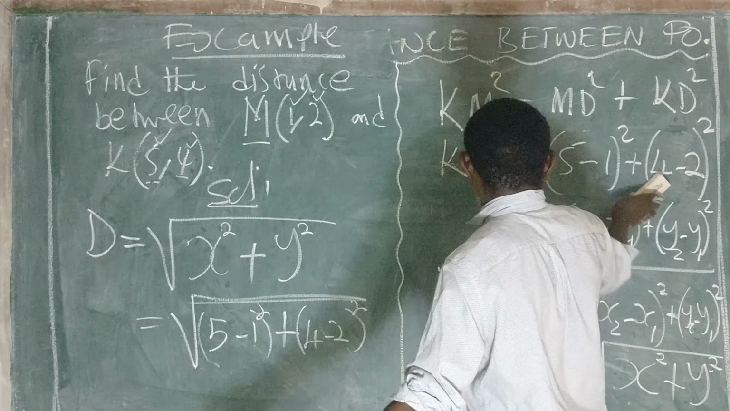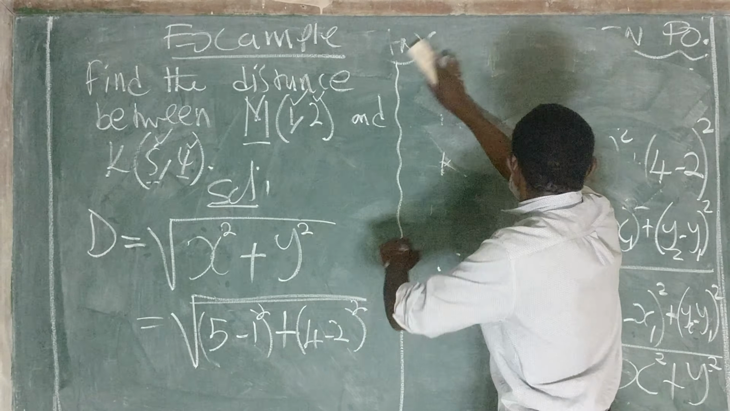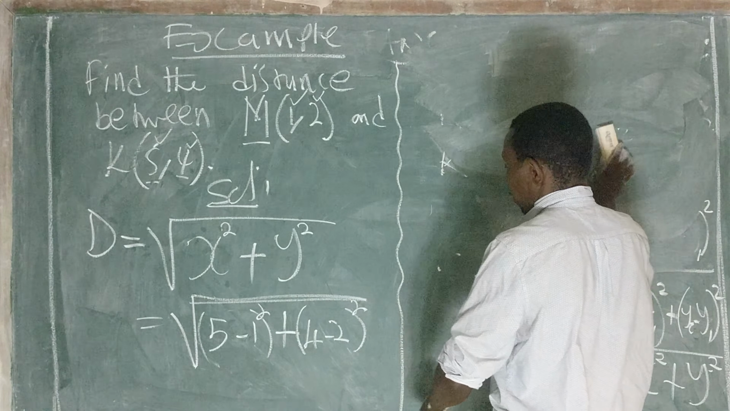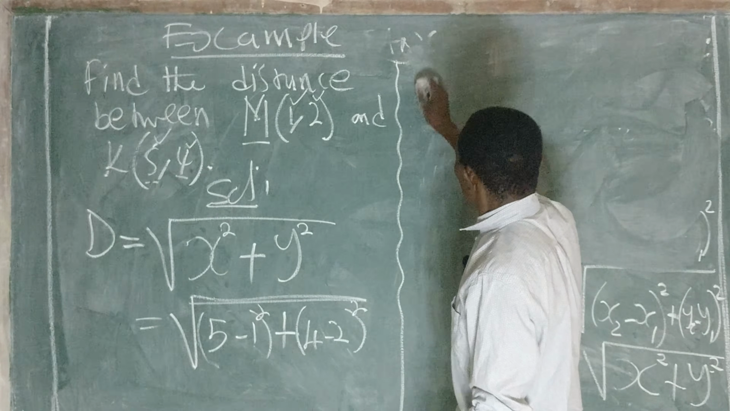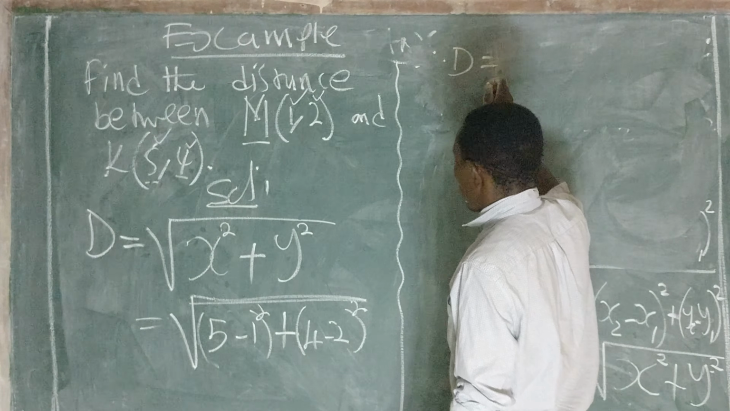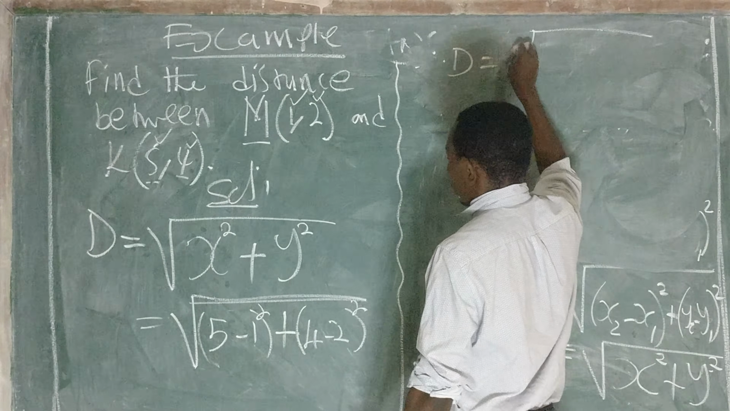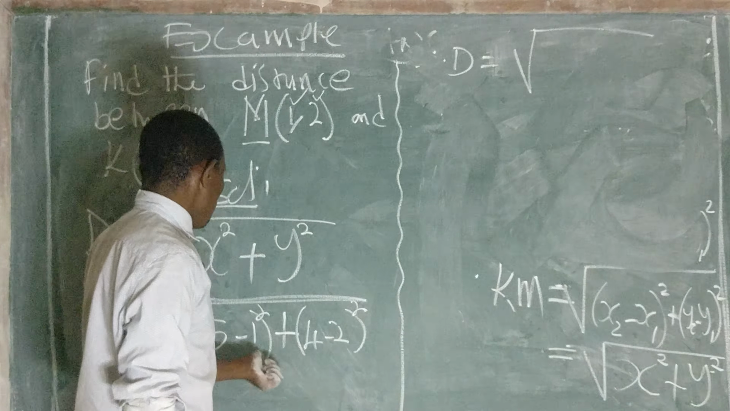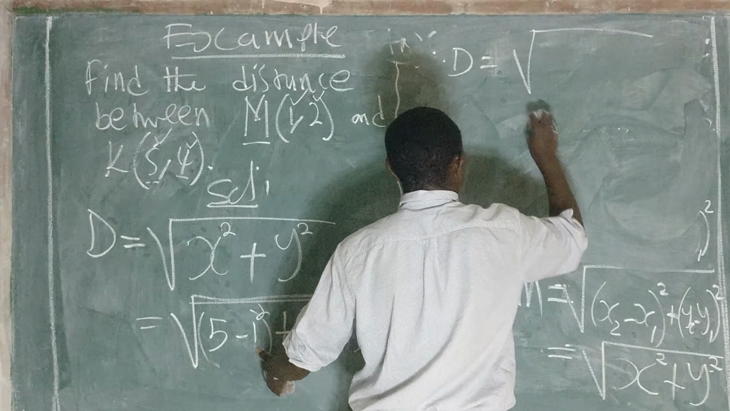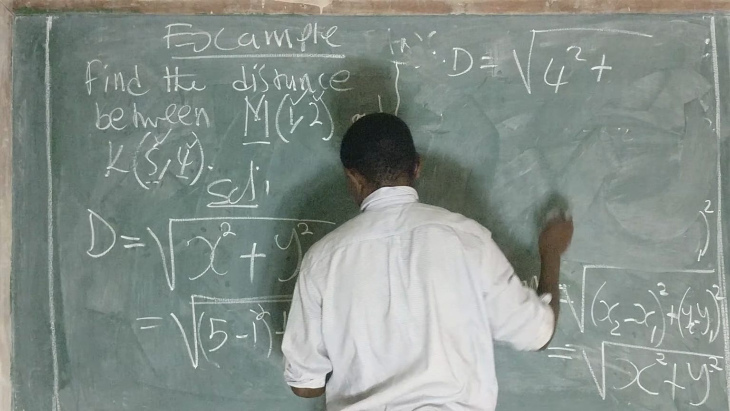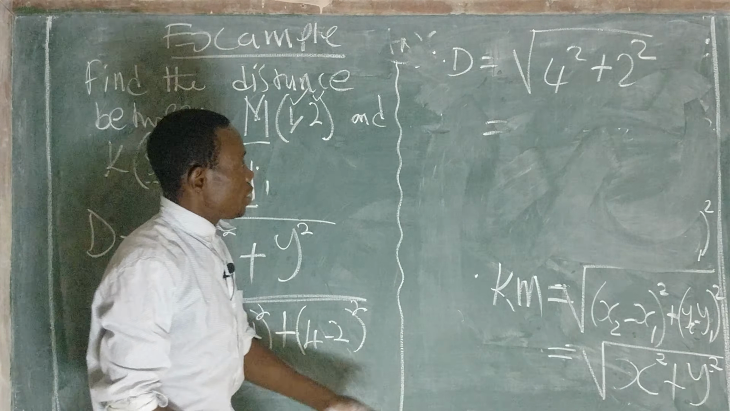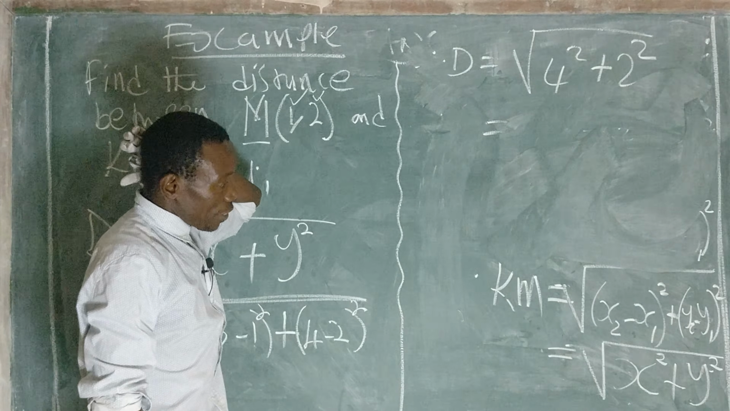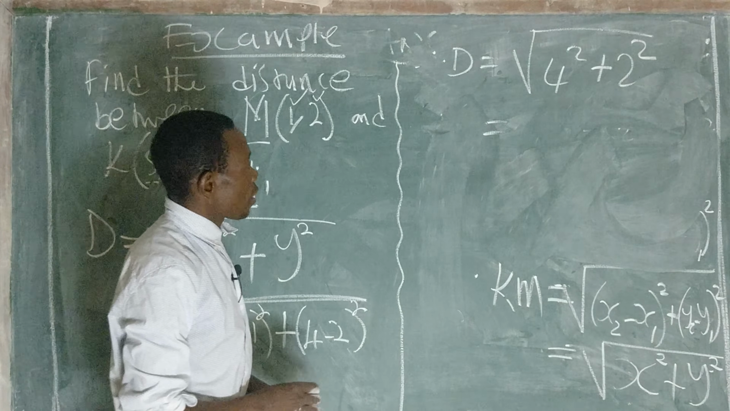Right. So from there, where do you go? Just simplify that one, because it's just simple arithmetic now. So you conclude to say your d, which is the distance, should be equal to the root of 5 minus 1, that gives you 4 squared, plus 4 minus 2, that one is 2 squared. So it's more like what we did earlier about the Pythagoras Theorem. We are taking the same scenarios here.